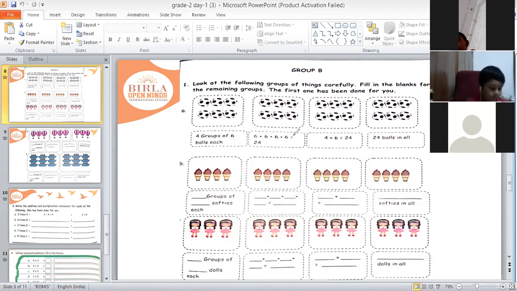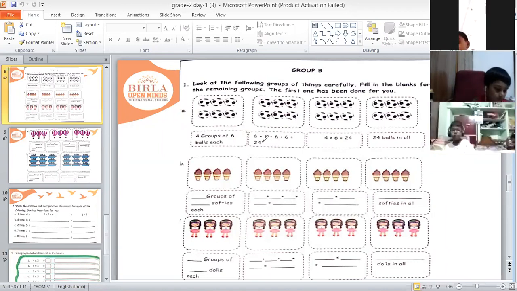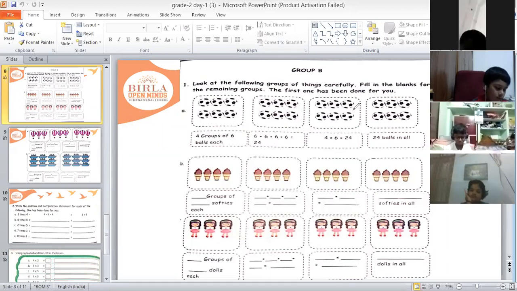After that, after the equal to sign, we will write here the total number of balls. So one method is you can add these 6s together. The other method is you can count all the balls together. This we did, we counted all the balls. So there were 24 balls. So after the equal to sign, we will write here 24.